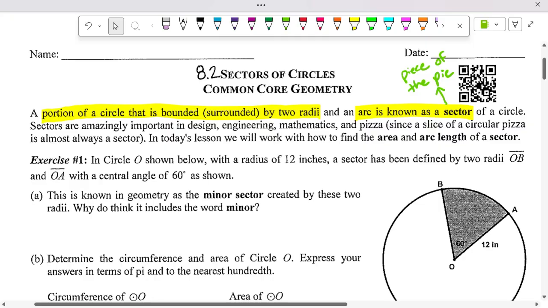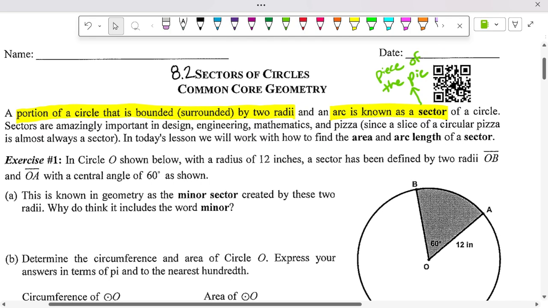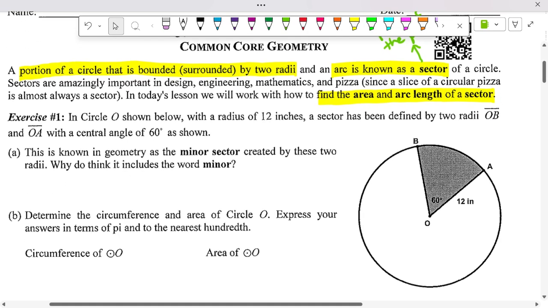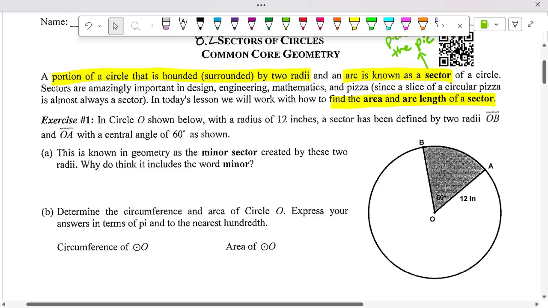Now, sectors are really important in design and engineering and mathematics, as well as pizza. Have you ever thought over how big your pizza slice is? A slice of pizza, that's a sector. Okay? Now, basically what we're going to be learning about today is how to find the area and the arc length of these sectors. So let's look at exercise 1.